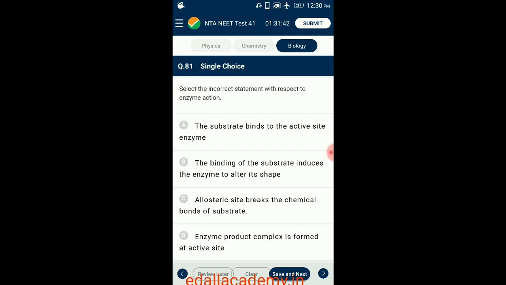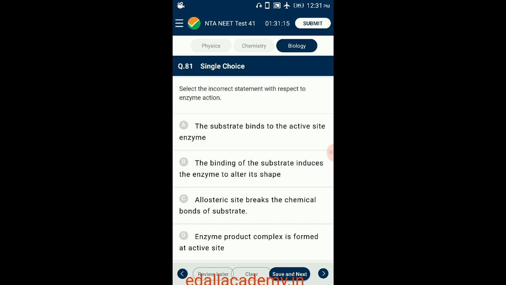Incorrect statement, question number 81. Select the incorrect statement. There are 4 statements given. Allosteric modifies the active site of the enzymes for the binding of substrate. Allosteric activators bind to the enzyme other than the active site and induce conformational changes, increasing the binding affinity of a substrate to the enzyme. Allosteric inhibitors act on the active site of the enzyme and prevent the substrate binding.